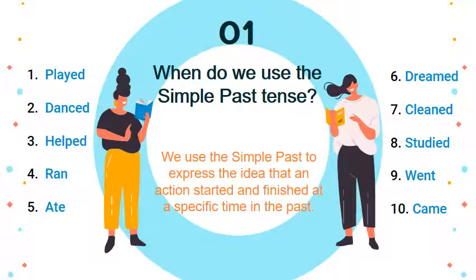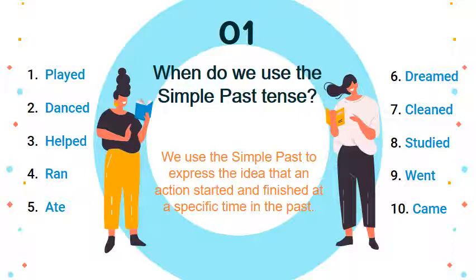First of all, let's start with the usage. When do we use the simple past tense? We use the simple past tense to express the idea that an action started and finished at a specific time in the past. Let me ask you a question. What did you do yesterday afternoon? My answer is, yesterday afternoon I went to my grandparents' house. So I did this action in the past but at a specific time. The action happened and already finished at a specific time in the past.